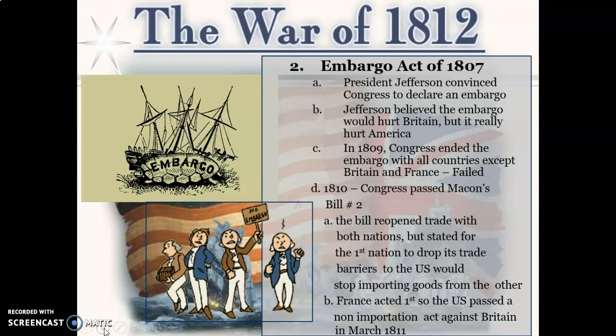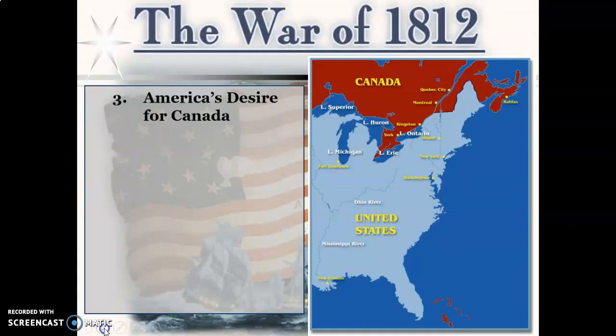Okay, Congress in 1810 passes Macon's Bill, and the bill reopens trade with both nations, but stated that for the first nation to drop its trade barriers with the U.S., we would stop importing goods from the other nation. So who do you think is the first nation to drop all trade barriers with the U.S.? Correct, France. They were the first to do so, so the U.S. passed a non-importation act against Britain in March of 1811. So Britain were still embargoing, but all other European nations, including France, we're trading with. So, of course, Britain's mad about that.